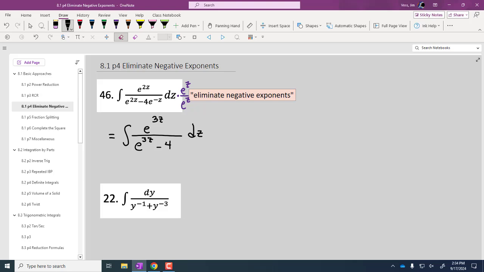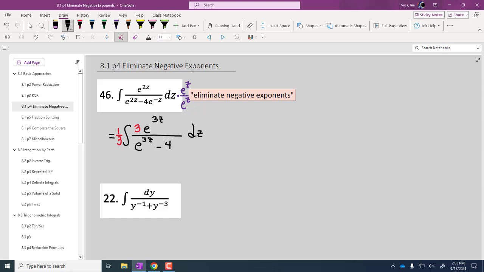log form-ish. What do we need to multiply the numerator by so that it's in log form? What is the derivative of the denominator? 3e to the 3z, so the numerator is missing the 3. So if we multiply the numerator by 3, now the integral part's in log form, but we upset the balance. So to preserve the balance, we're going to divide by 3 on the outside, or multiply by a third, either way.